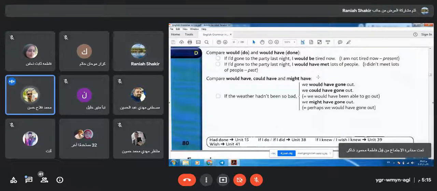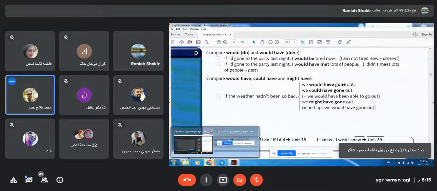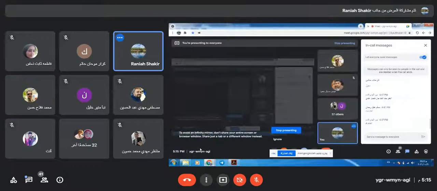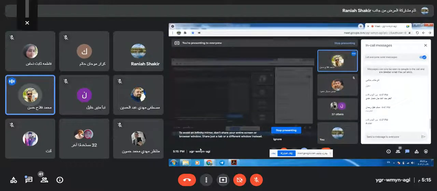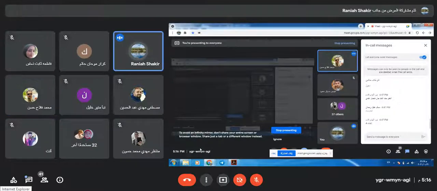Sorry, Professor. About section C, why specifically the word wish? Why not hope or another word that has the same meaning? Because wish is different. Wish is one of the verbs that act differently.